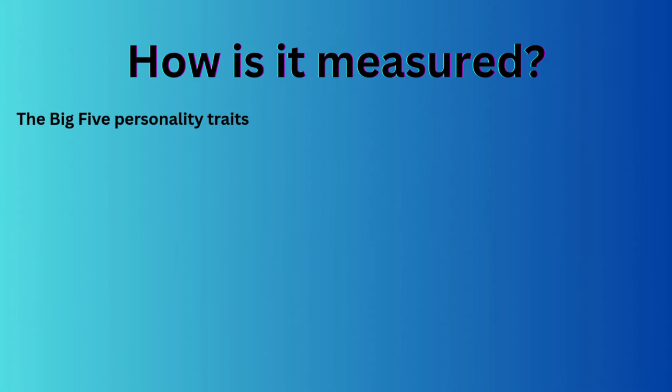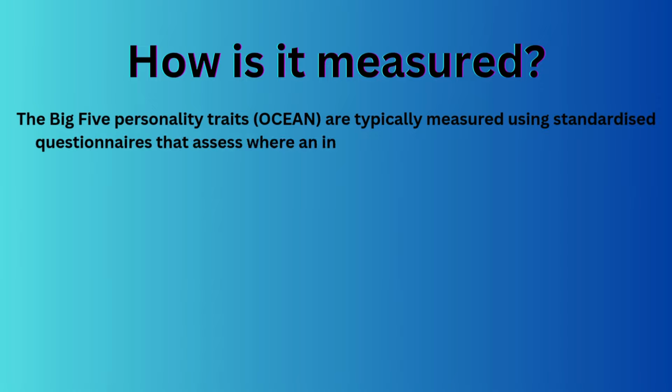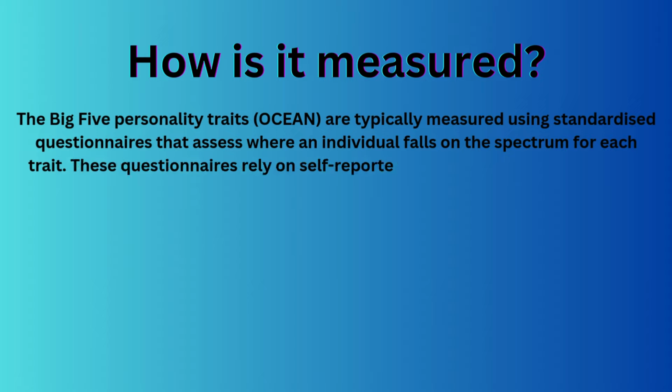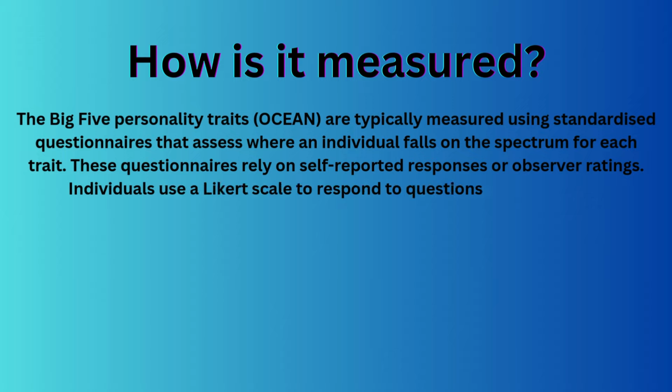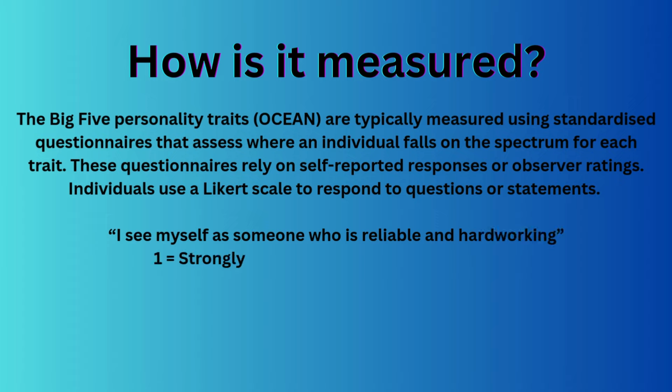How are these traits measured? The Big Five personality traits, OCEAN, are typically measured using standardized questionnaires that assess where an individual falls on the spectrum for each trait. These questionnaires rely on self-reported responses or observer ratings. Individuals use a Likert scale to respond to questions or statements like the example below.